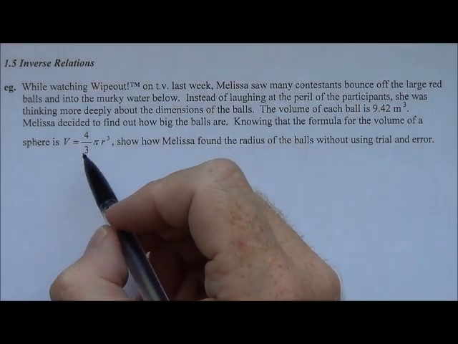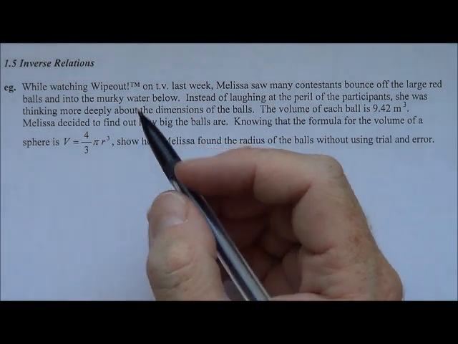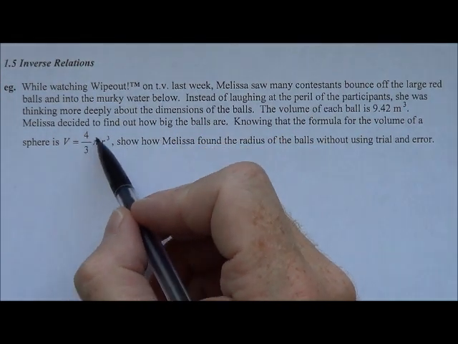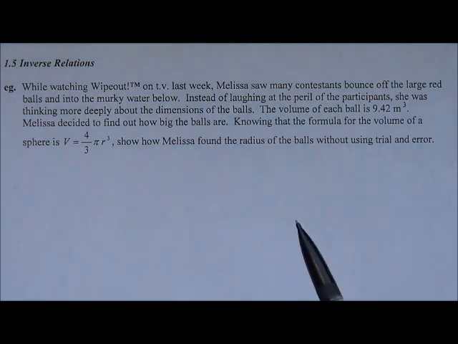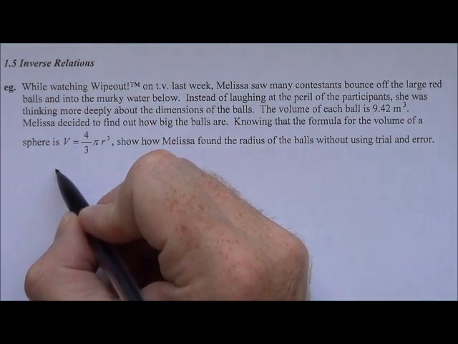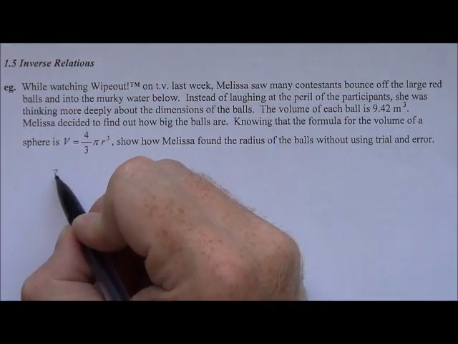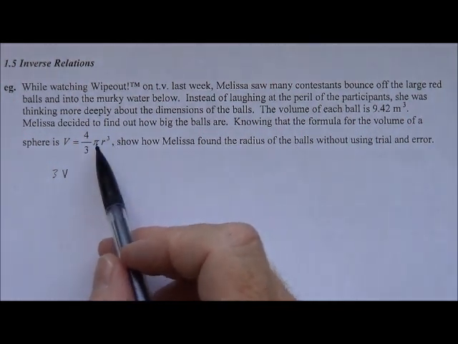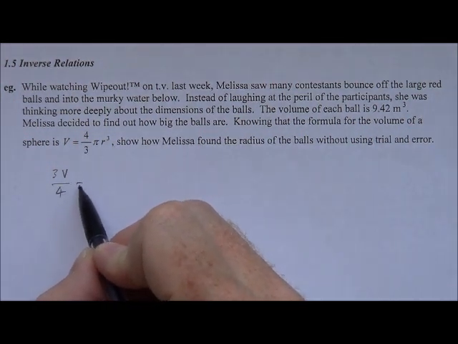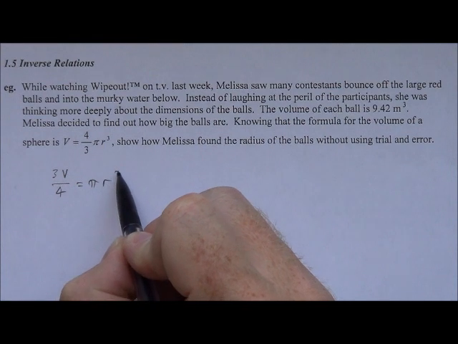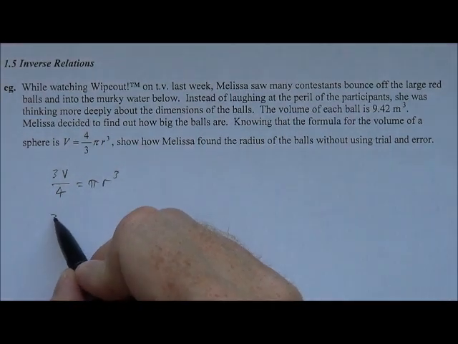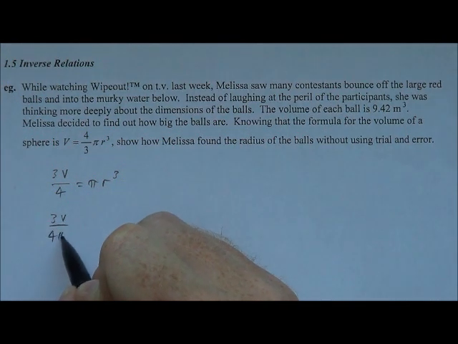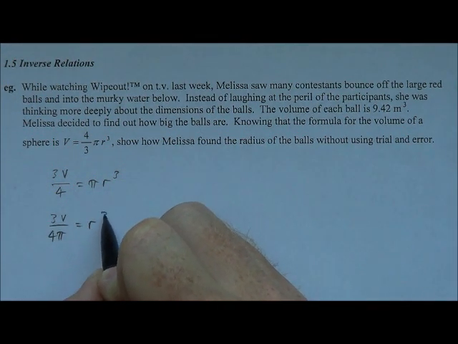What we're going to do is undo all these operations. So this is 4/3 times pi times r cubed, and we want to find the formula for the radius. We can multiply both sides by 3 to get 3v, and then divide both sides by 4. That's still pi times r cubed, so we can divide both sides by pi, and you get 3v over 4 pi equals r cubed.